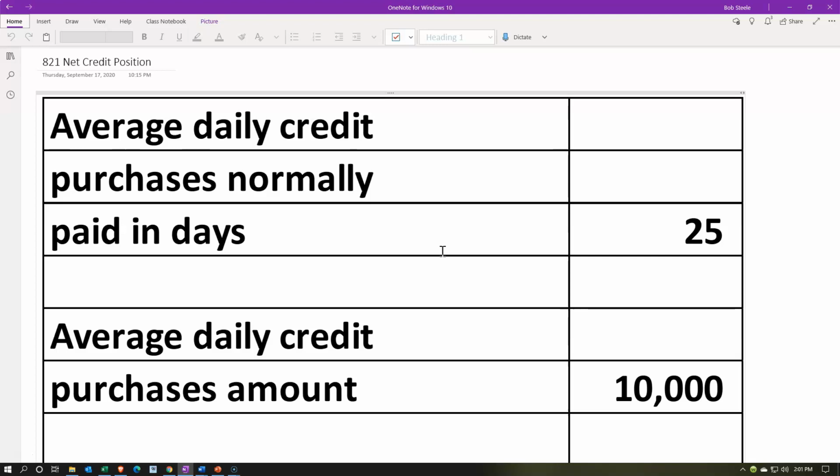So our situation is we're going to be taking a look at the net credit position. When considering our net credit position, we're considering the terms of credit that we are providing, or the credit that we are offering, and the credit that we are receiving. So we're thinking about the two sides, and then we're looking at the average credit and what our net credit position will be between the two of them.